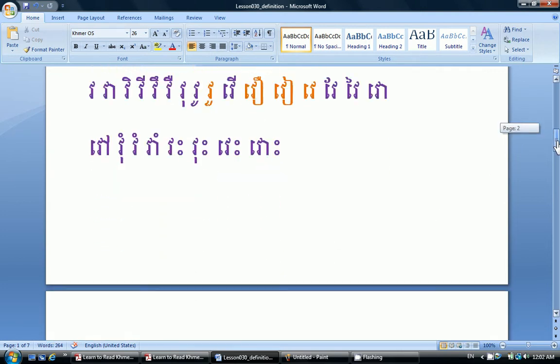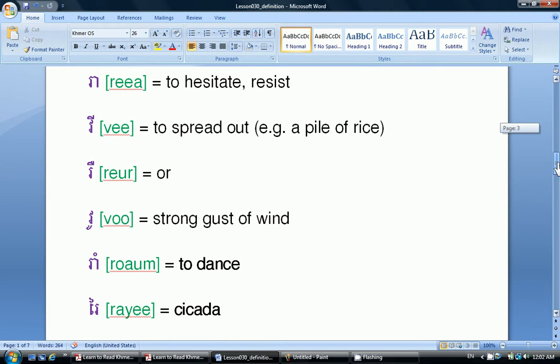Now let's look at the vocabulary in this lesson. Ria means to hesitate or resist. V means to spread out, like spreading out a pile of rice. Ru means or. Vu means strong gust of wind. Ram means to dance. Rei means cicada.